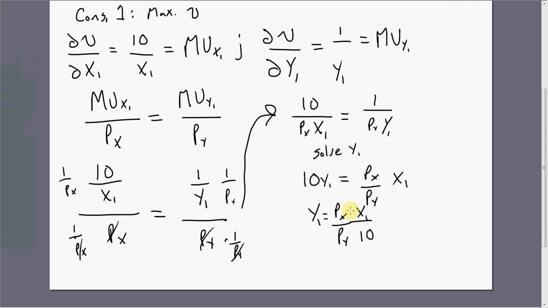And then recognizing what we said before, the price of good X divided by the price of good Y is just P. So we have this expression. Okay.